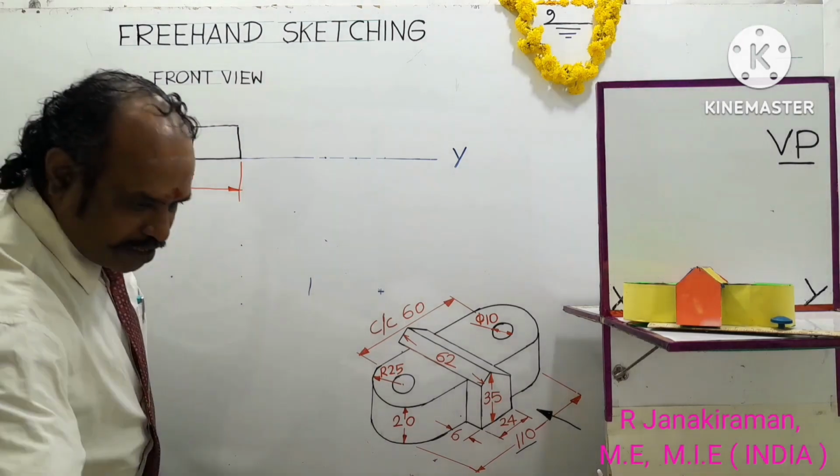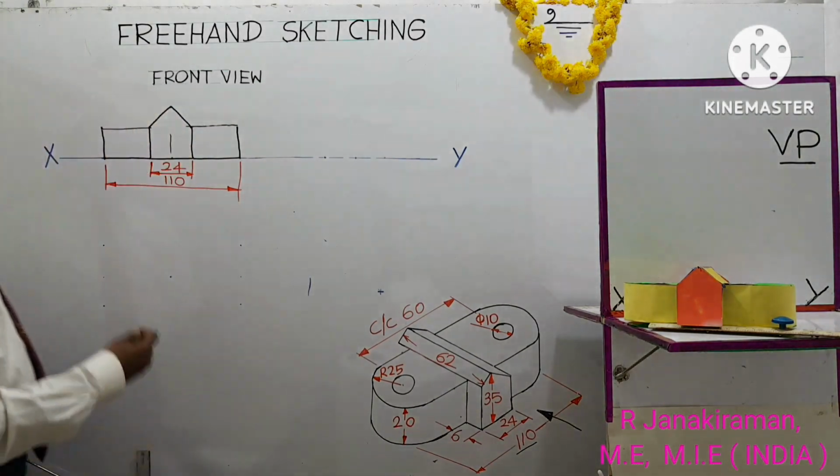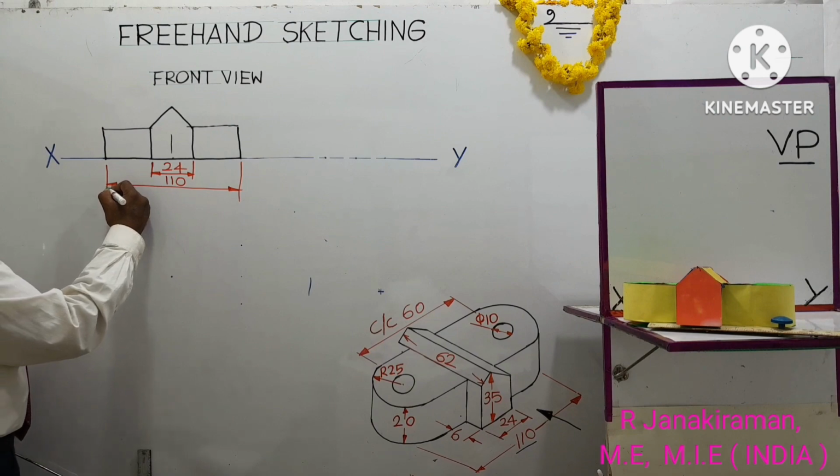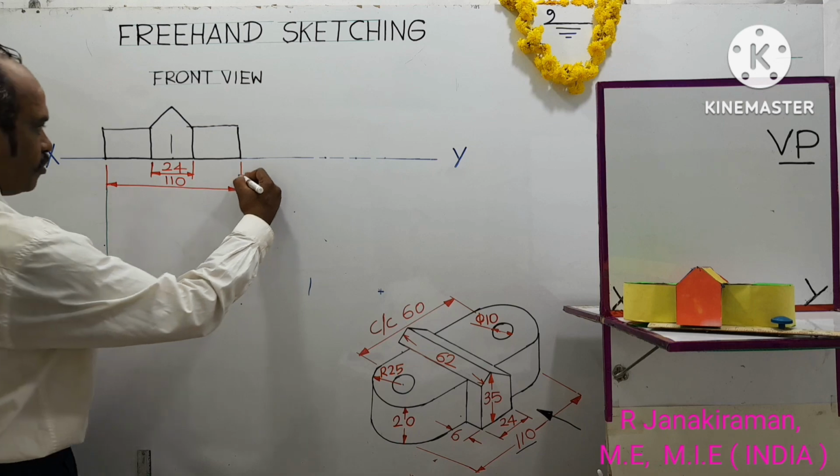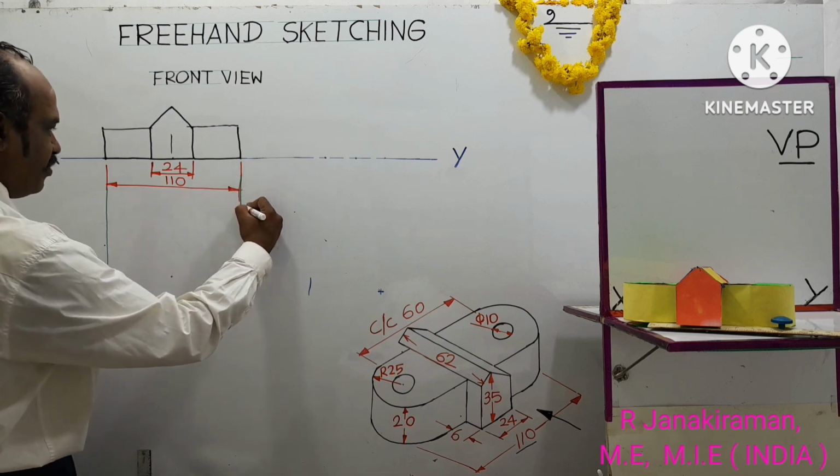So next I am going to draw the top view. Use a 2H pencil for drawing projection lines. 2H is a hard pencil, for drawing lighter lines. So extend this front view length.